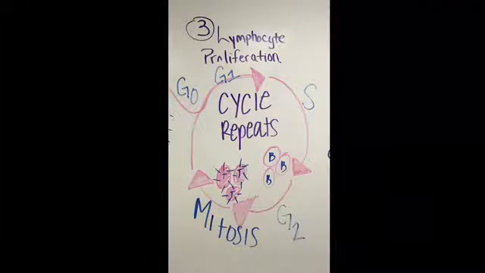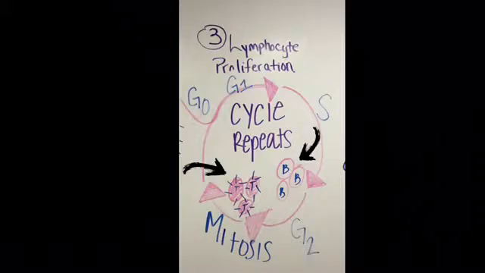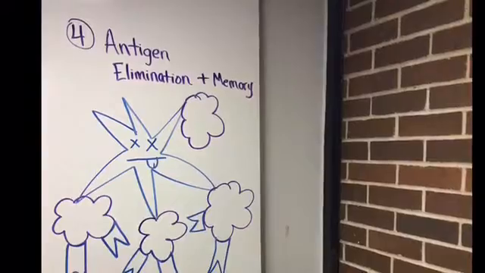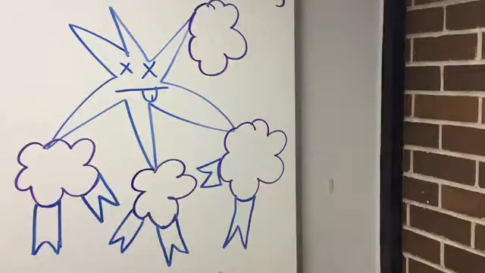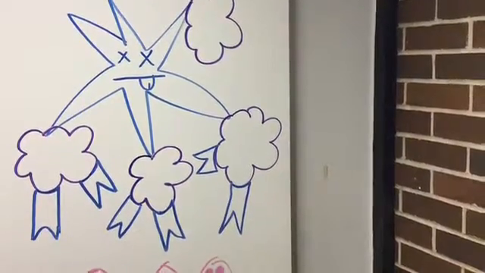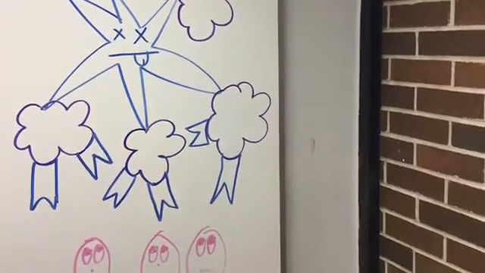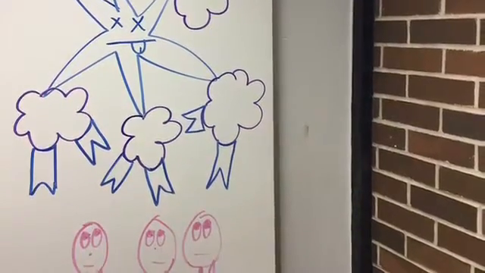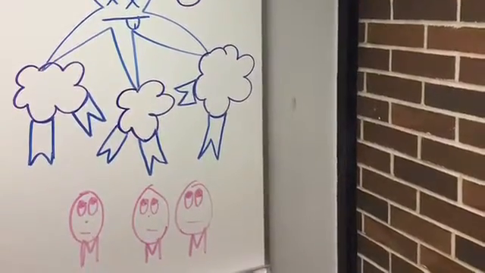Step 3, lymphocyte proliferation. T and B cells will make clones of themselves to make a bigger defense towards that foreign invader. The last stage of adaptive immunity is antigen elimination and memory. Antibodies will attach to antigens and destroy the pathogen. The T cells activate memory B cells, which will recognize that specific foreign invader the next time the body is exposed to it. This is what is currently happening in Kate's body to fight that bacteria from Stephanie's germs.